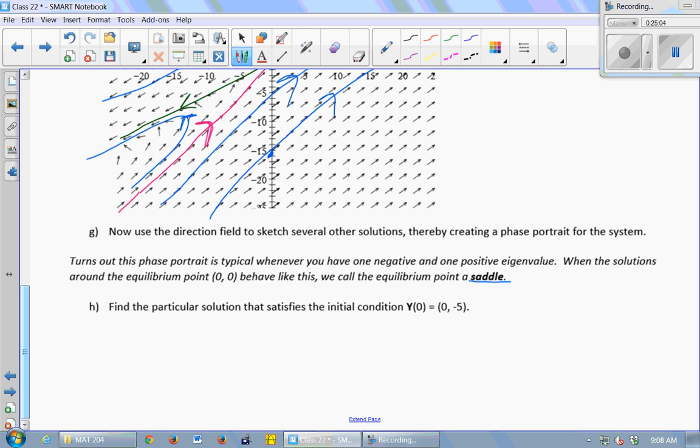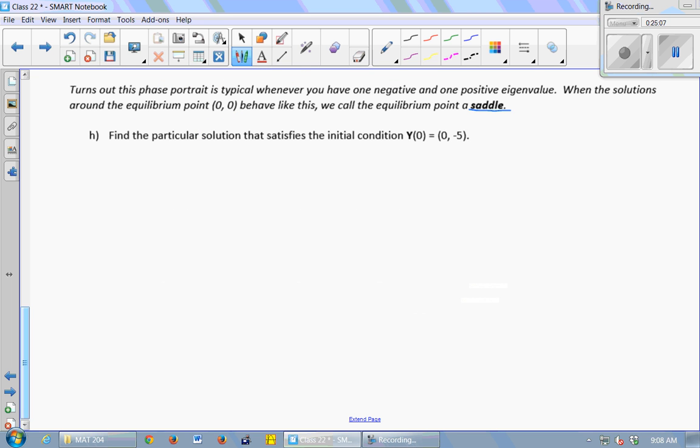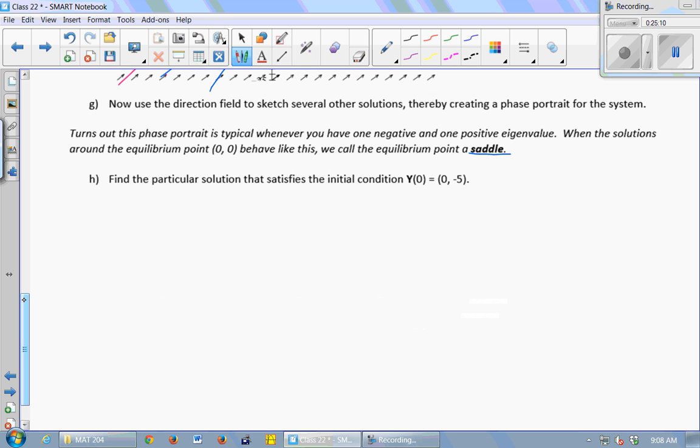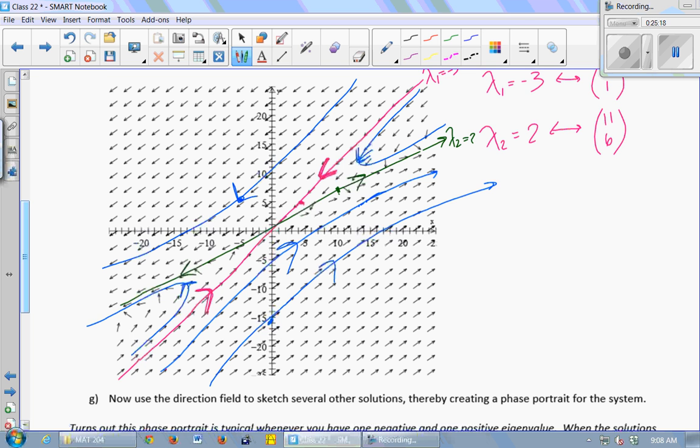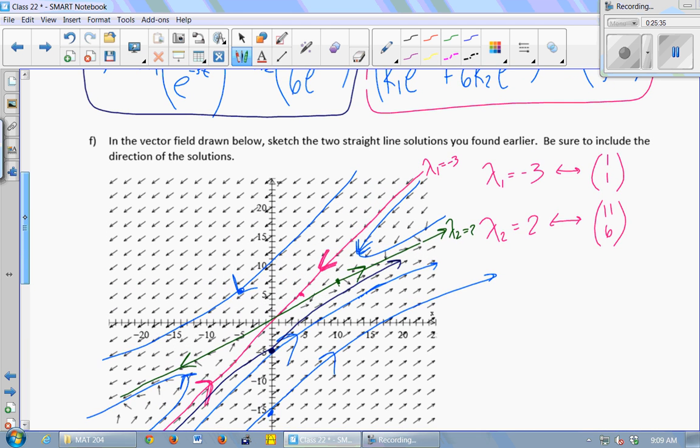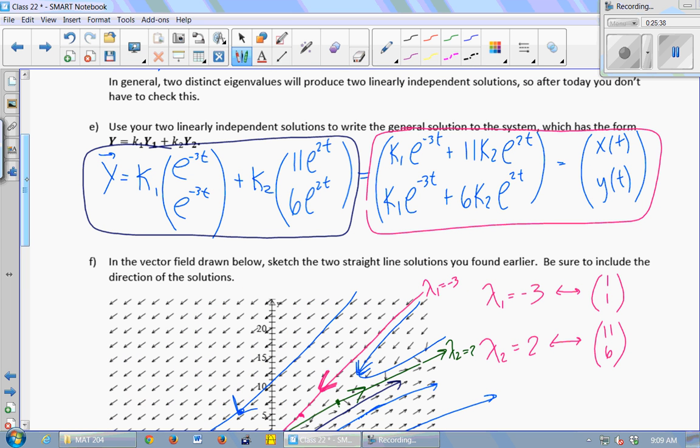Okay, so one last thing before I let you work on stuff on your own is I want to find the particular solution that satisfies the initial condition 0, -5. So I'm going to sketch it on here. 0, -5 is right here. And so if I try to follow the vector field, it's going to do something like this. Something like that. That's my particular solution. And if I want to find a formula for it, I can go back up to my general solution, plug in my initial conditions, and solve for K1 and K2.